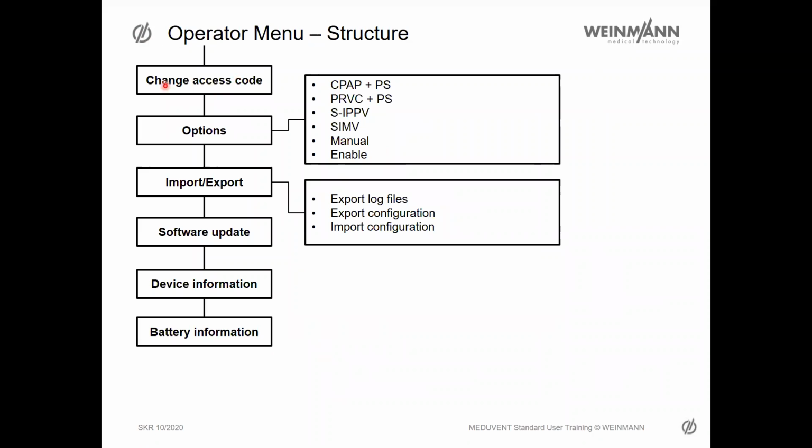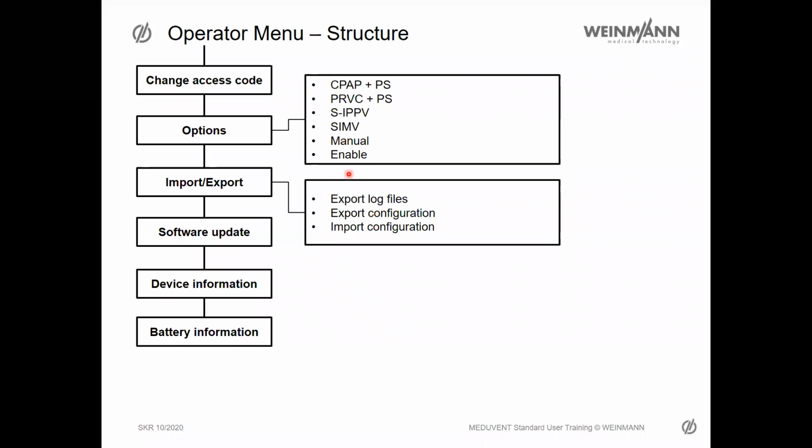You can change the access code of the device. You can activate or deactivate the options, and you can enable new options when the user or the customer gets a new code. For example, CPAP plus PS, you can enable this option by entering this code at this point.